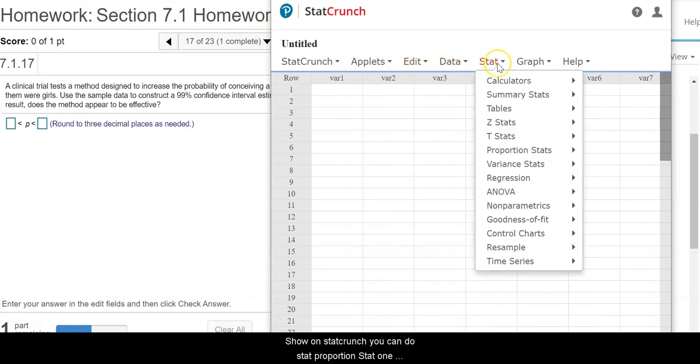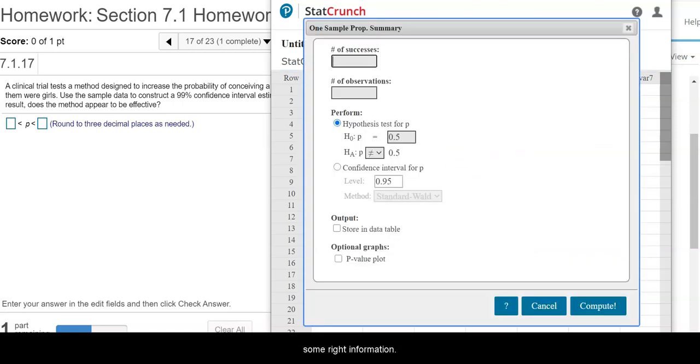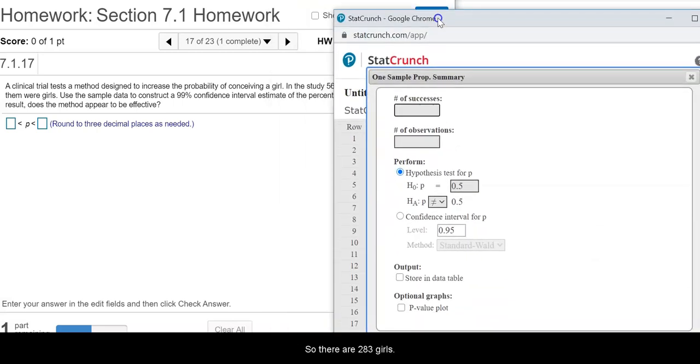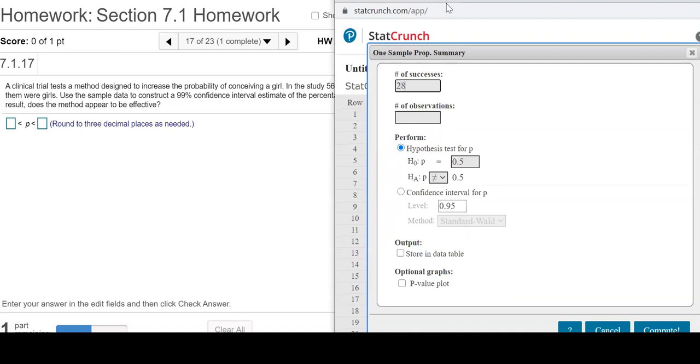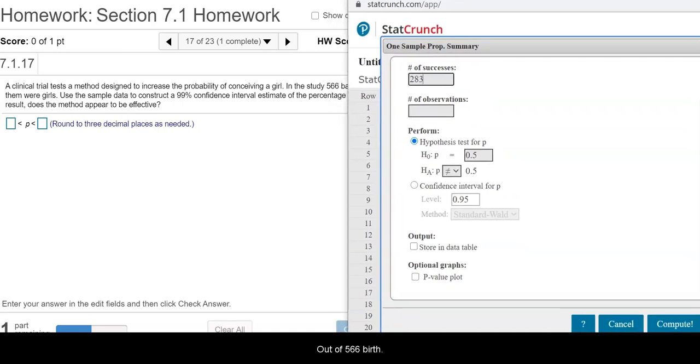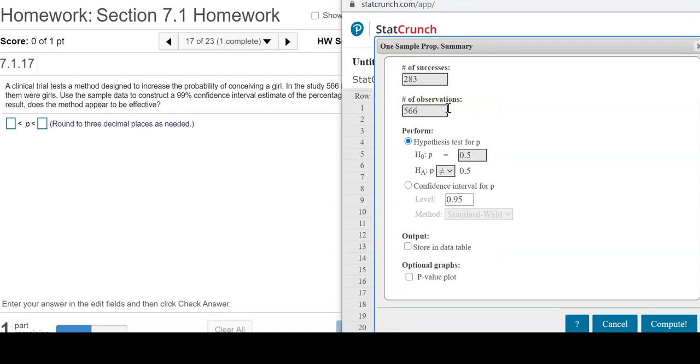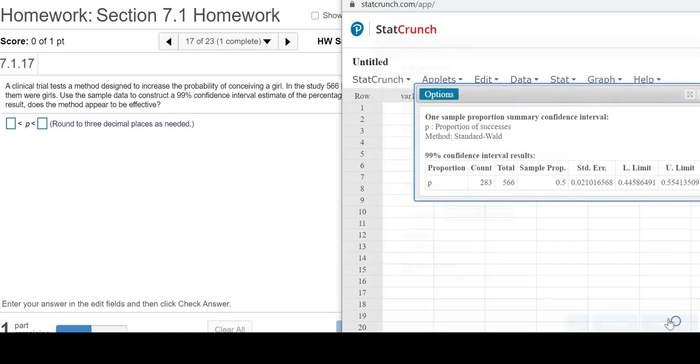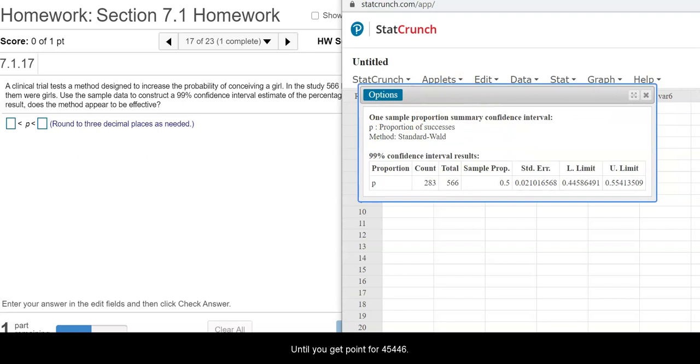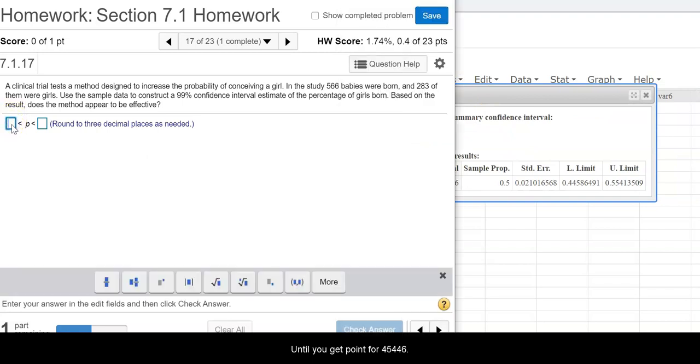So on StatCrunch, you can do Stat, Proportion Stat, One Sample, With Summary, because they only gave you summary information. So there are 283 girls out of 566 births, and we want a 99% confidence interval. And so you get 0.446 to 0.554, just using the L limit and the U limit.